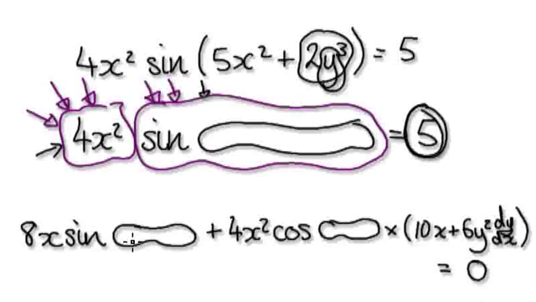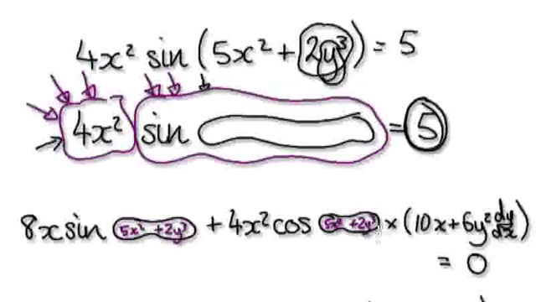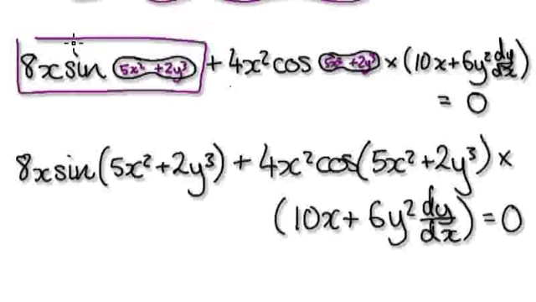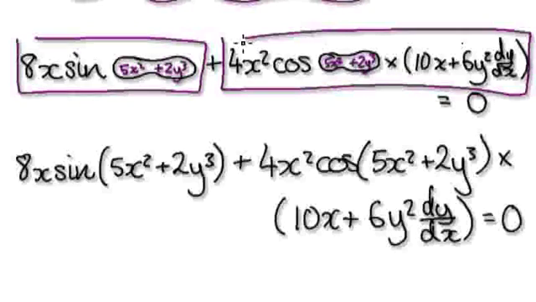And don't forget, what's inside the bubble here is 5x squared plus 2y to the power 3. What's inside this bubble is 5x squared plus 2y to the power 3. Okay, so now tidying up this thing. Remember, you've got one block here, and then add. Don't forget, you've got a times here, so all this exists in one block.